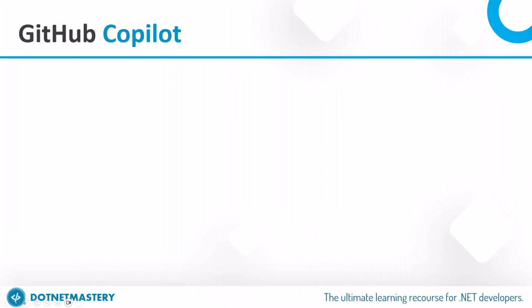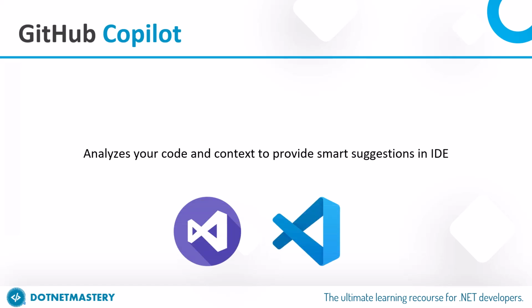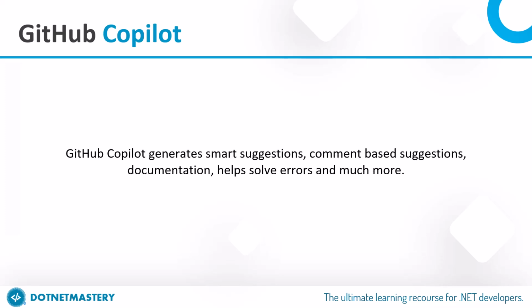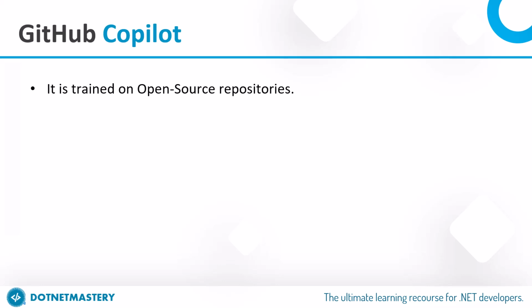GitHub Copilot is an artificial intelligence code assistant tool developed by GitHub in collaboration with OpenAI. It uses machine learning models to provide intelligent coding suggestions directly in IDEs like Visual Studio, Visual Studio Code, and a few other common ones. GitHub Copilot analyzes your code and, based on that, it provides autocomplete suggestions, helps you document, fix issues, and do much more. GitHub Copilot is trained on open source repositories. Based on that, it provides intelligent suggestions to increase programming efficiency and also provides help to fix errors.